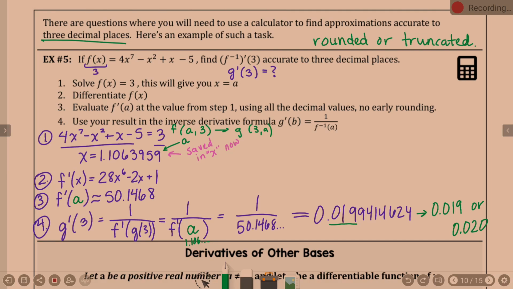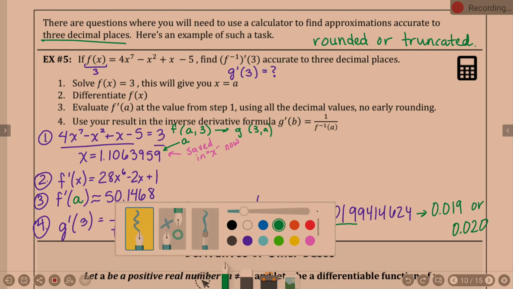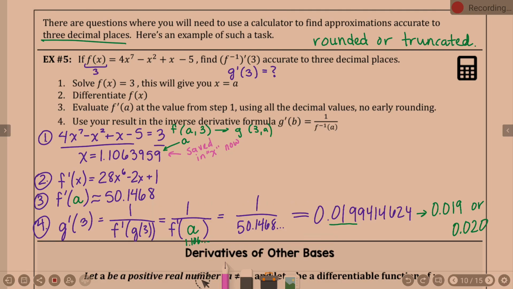Did you guys write any notes down on step 1 of how we found that value, or do you need to write any notes down? You'll figure it out later if you have to. I mean, basically, we graphed y equals 4x to the 7 minus x squared plus x minus 5. We graphed y equals 3, and then we used the intersection option.